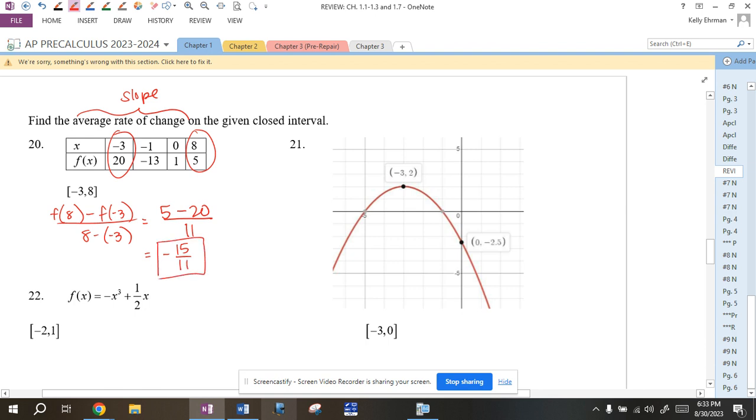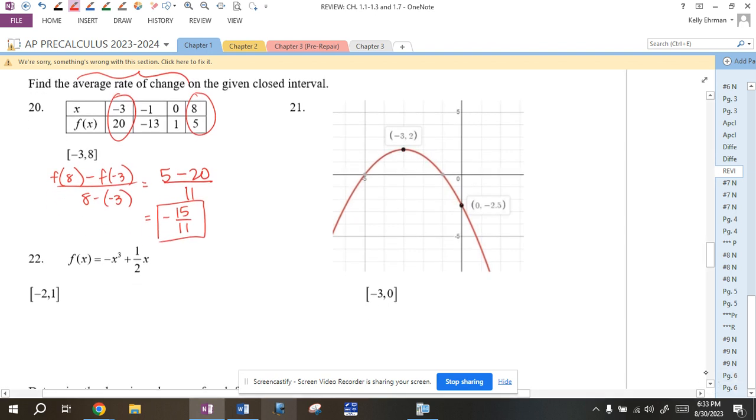Okay, what if I give you a graph? So I've listed out the 2 points just so you have them specifically. I want the average rate of change on this interval here from -3 to 0. So remember what we're saying, average rate of change, just saying, what is the slope of that line that I just drew? F of 0 minus f of -3 over 0 minus -3.